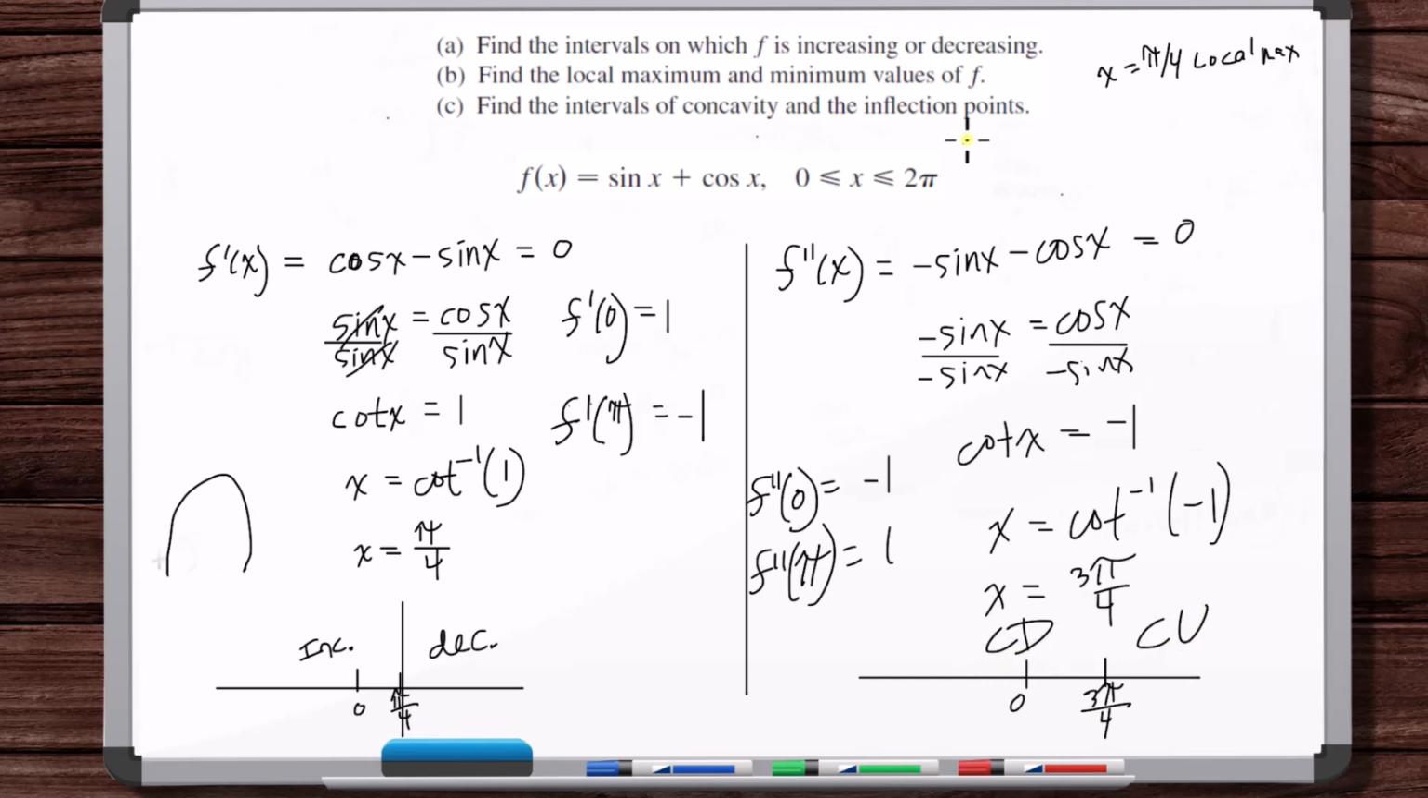It's continuous, everything we've talked about. So the intervals of concavity, it's concave down from minus infinity to 3 pi over 4, and it's concave up from 3 pi over 4 to infinity. An inflection point, a change of sign in concavity, is at x is equal to 3 pi over 4.